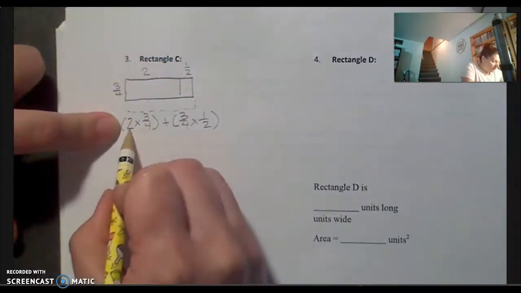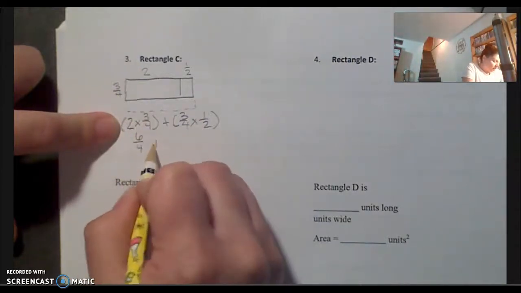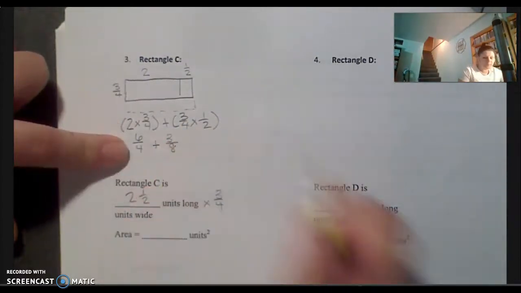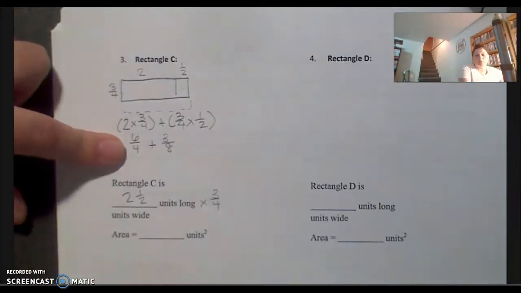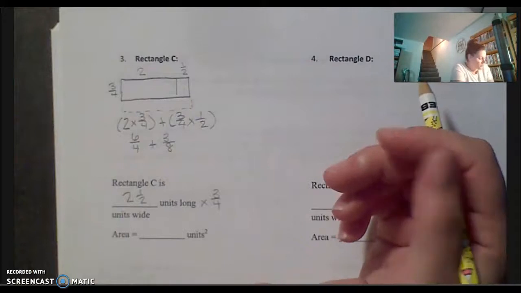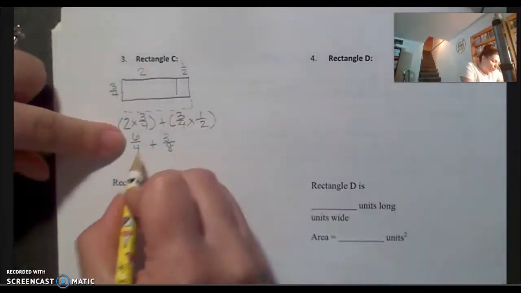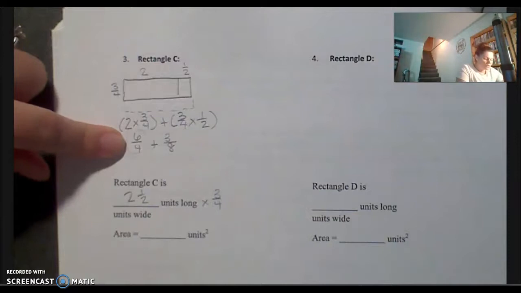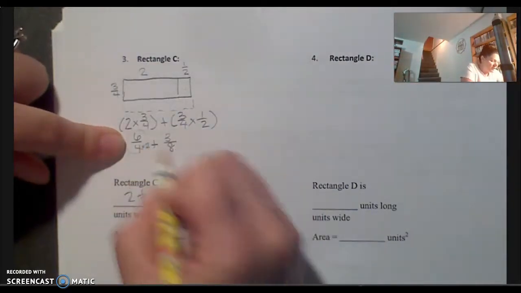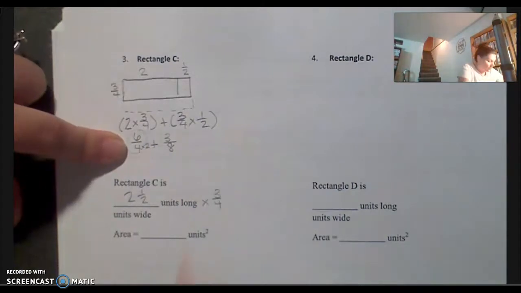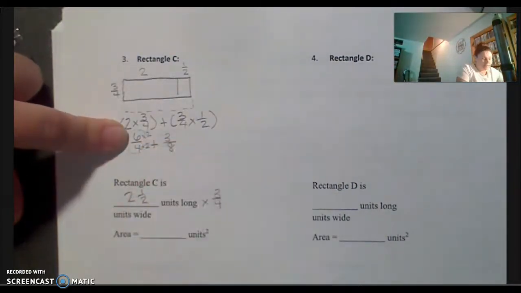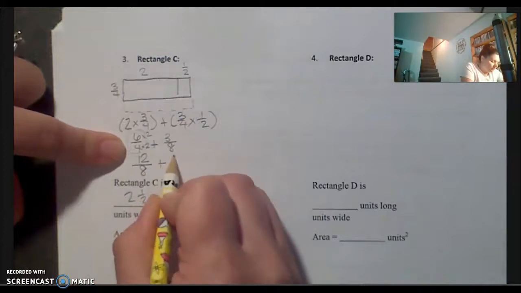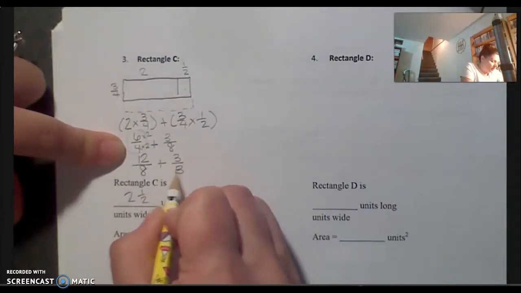Let's go ahead and solve our parentheses. 2 times 3 is 6/4 plus 3 times 1 is 3. 4 times 2 is 8. So we have 6/4 plus 3/8. But in order to add these, I have to have a common denominator. So right here, I am going to change 6/4 into 8ths. And in order to do that, I need to multiply my bottom number, my denominator, times 2, and whatever I do to the bottom, I have to do to the top. So 6 times 2 gives me 12. 4 times 2 gives me 8. And then I can go ahead and bring down my 3/8.